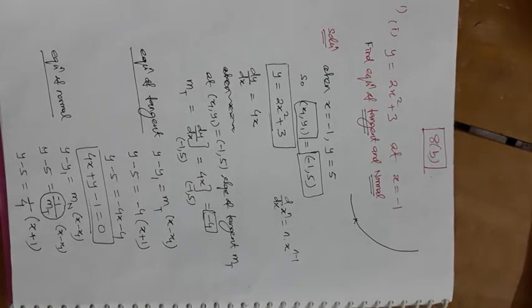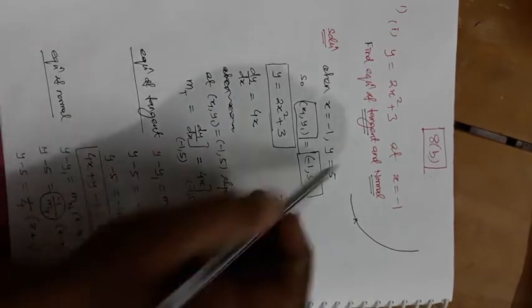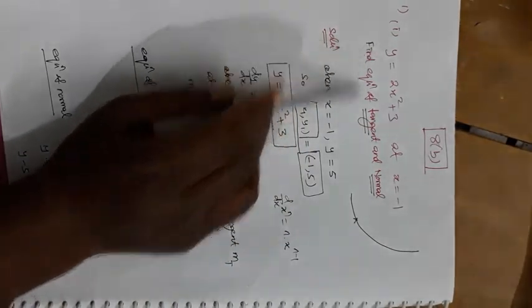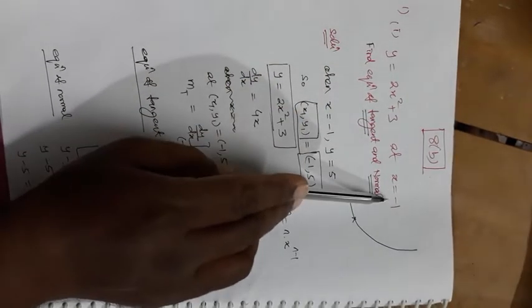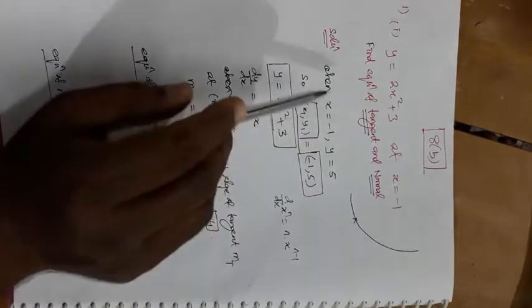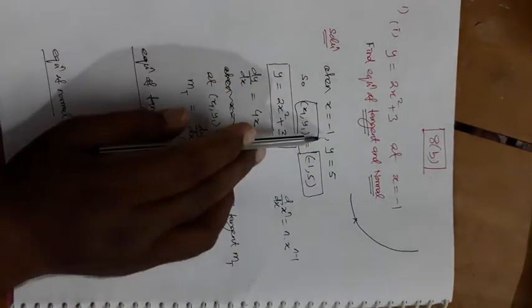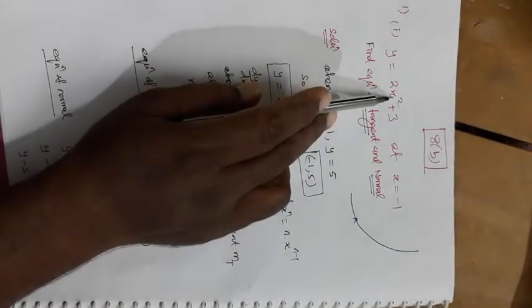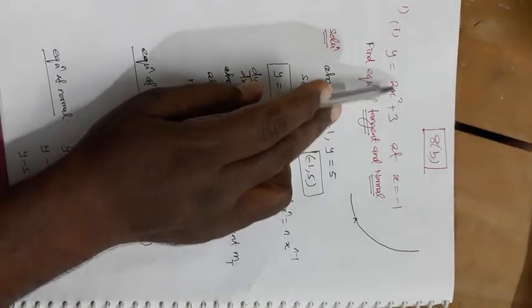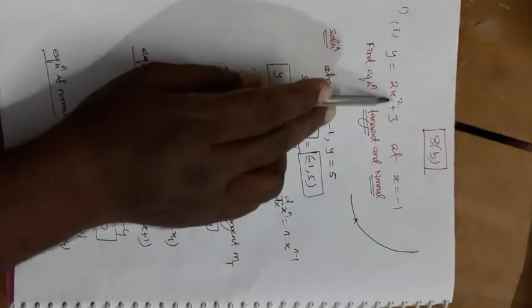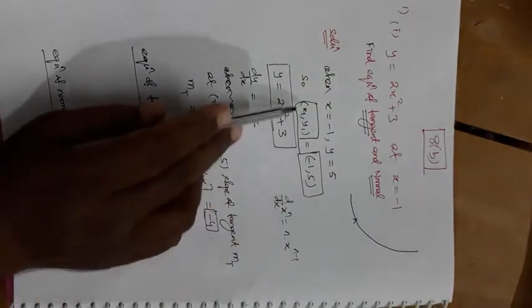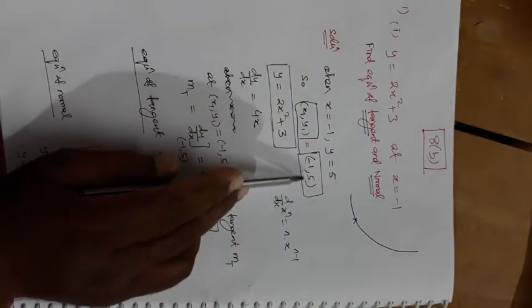I have given you some problems: find the equation of tangent and normal of the curve y is equal to 2x square plus 3 at x is equal to minus 1. Solution: when x is equal to minus 1, put minus 1 square, that means 1, 2 into 1 means 2, 2 plus 3 means 5. So when x is equal to minus 1, y is equal to 5. So the point x1, y1 is minus 1, 5.